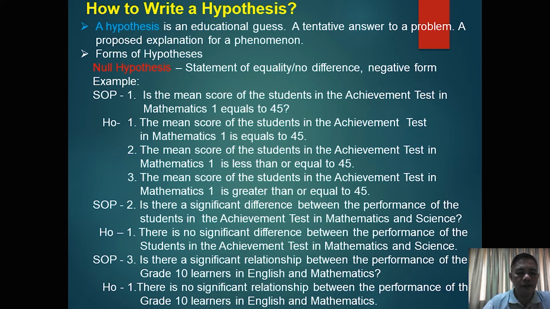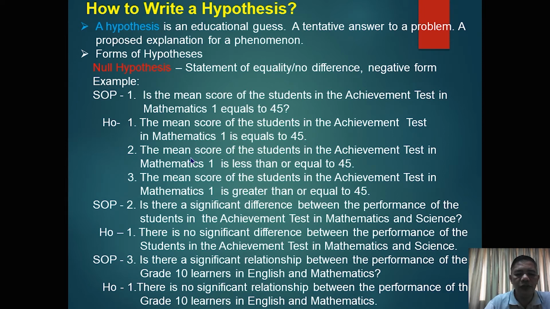I have here examples of statements of the problems or specific questions where hypotheses were formulated. Specific problem number 1: the mean score of the students in the achievement test in mathematics 1 equals 45. Then I have here three null hypotheses. Number 1, the mean score of the students in the achievement test in mathematics 1 is equal to 45.